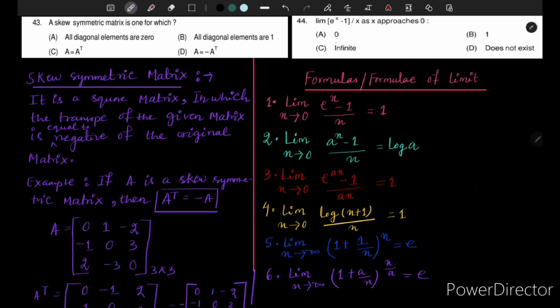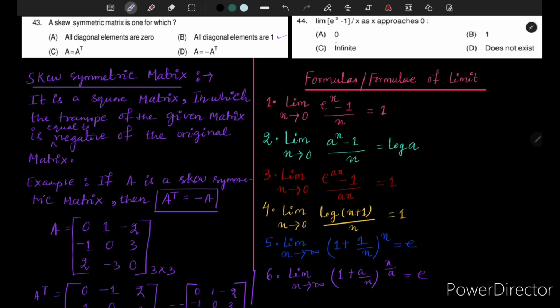for which option A, all diagonal elements are 0. Option B, all diagonal elements are 1. Option C, A equals A transpose, and the last option is A equals minus A transpose.